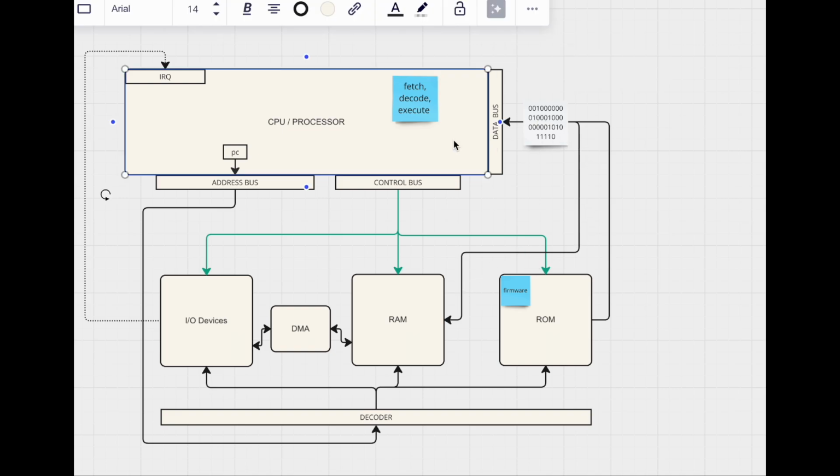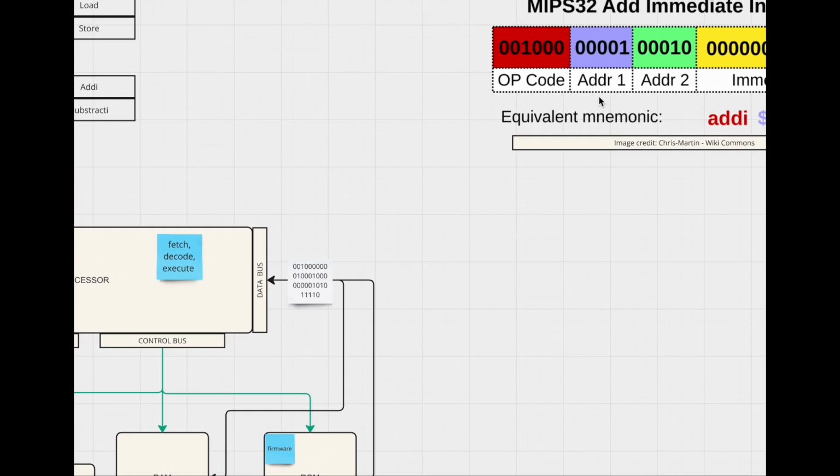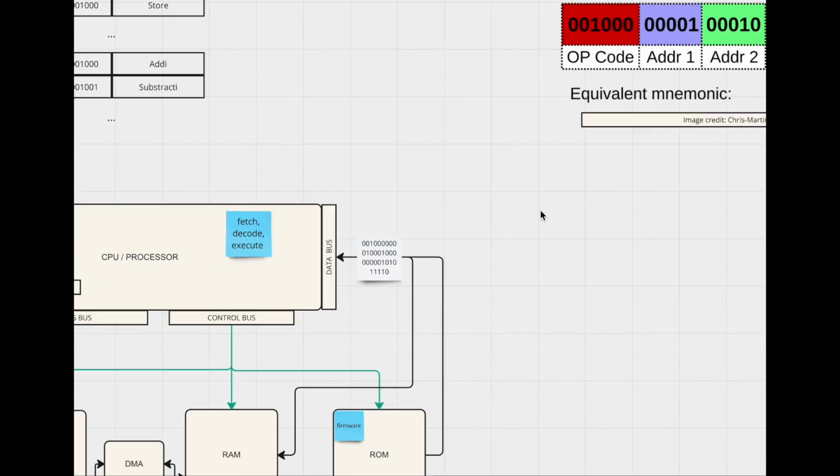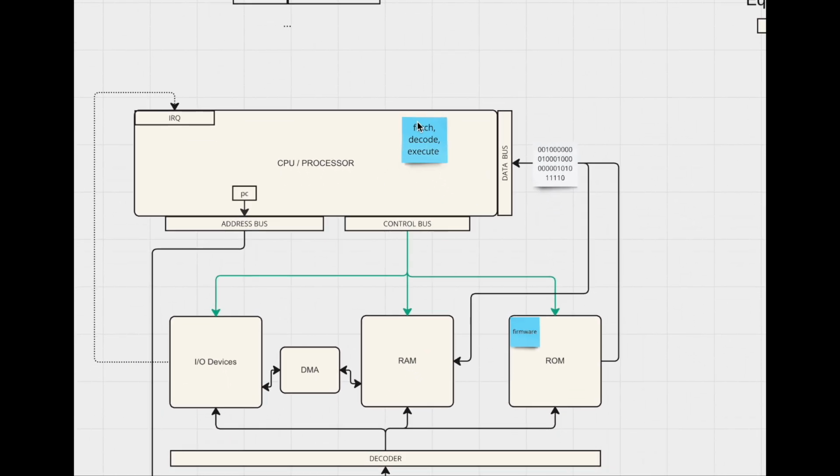The CPU gets this value, and now it has the value at the address 1 and also has the immediate value. It does the addition. So now we are at the execution step. It does the addition, and now needs to store the value at address 2. And so it again jumps back to the fetch, decode, execute cycle.